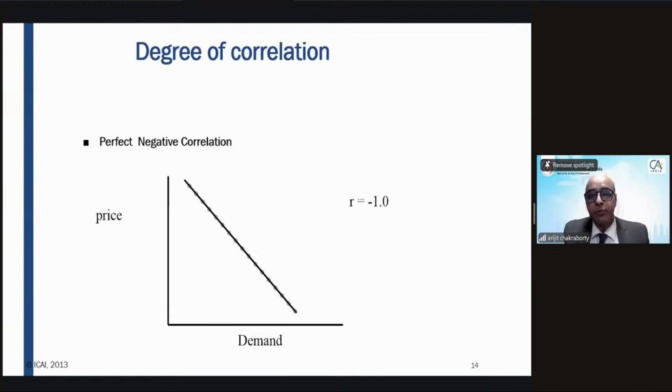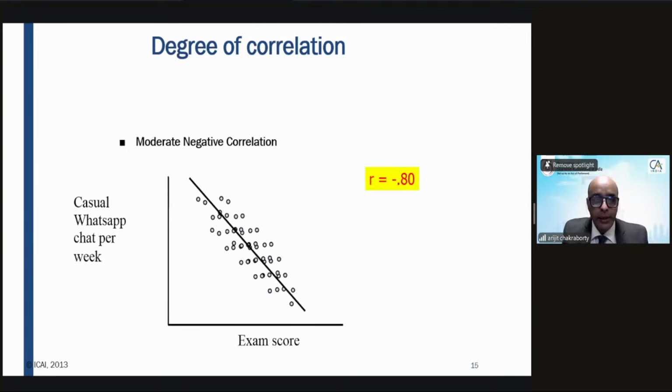Okay. Next, we see negative correlation, price and demand. Here we are seeing the correlation coefficient is -1, that is perfect negative correlation. Please see, normally it is a straight line. Now we see moderate correlation, moderate negative correlation in this graph.